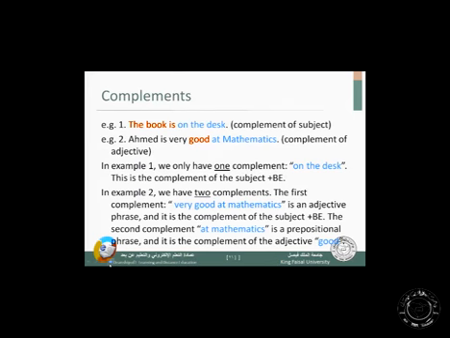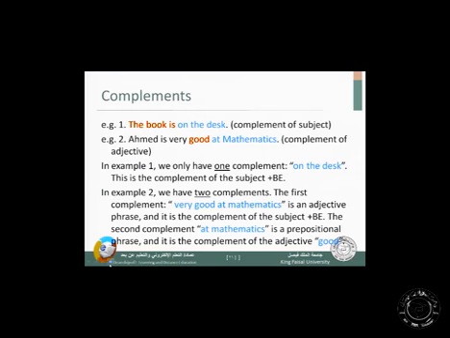But sometimes in example 1 you can say, the book is on the big desk. The word big here is an adjective and it can appear before desk. But even in this case, it is part of the noun phrase, the desk, part of the head desk. It is a pre-modifier, the big desk. So it doesn't need a complement in this case. This is why it is very clear that in 1 we only have one complement, but in 2 we need a complement of the adjective good, and it is at mathematics.